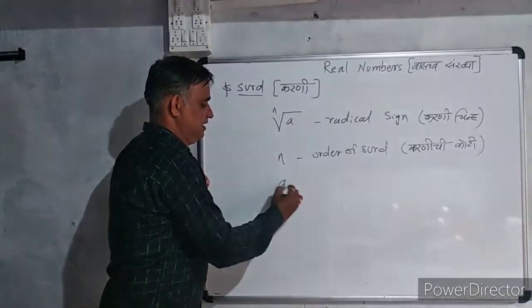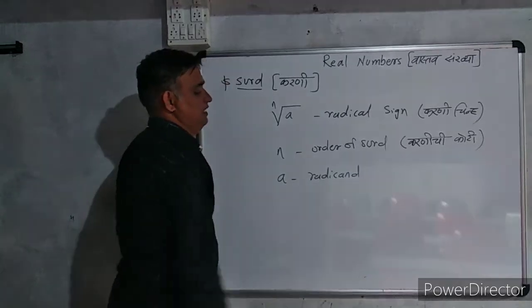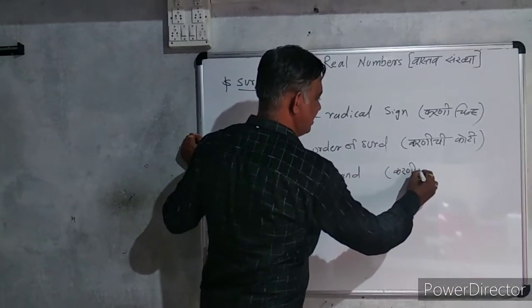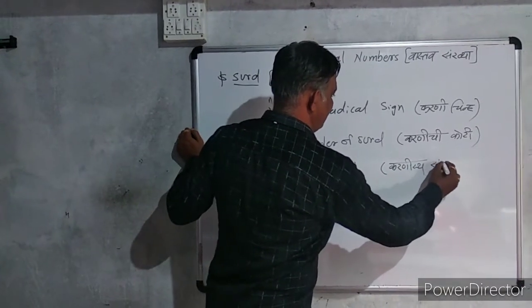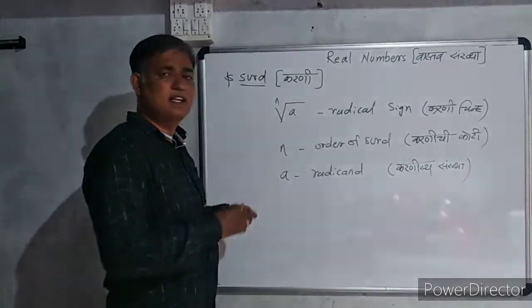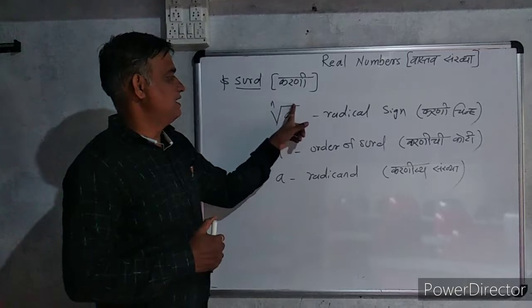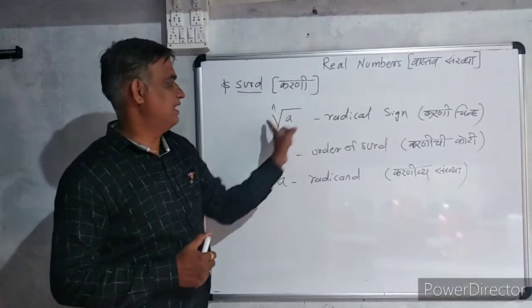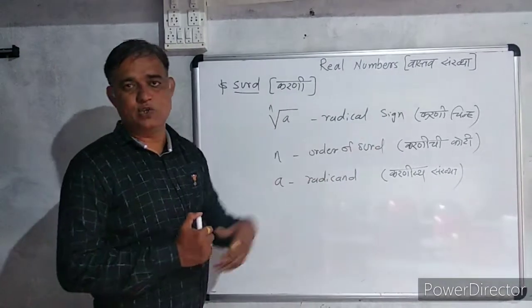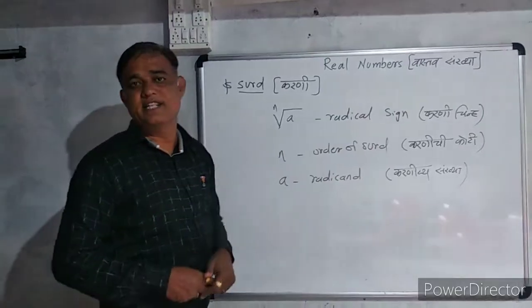And a is called radicand. मराठीमध्ये radicand म्हणजे काय? करणिस्थ संख्या. This is all about a surd. This sign is radical sign. मराठीत या चिन्हाला करणी चिन्ह म्हणतात. n is the order of surd. त्याला करणीची कोटी म्हणतात. A is a radicand म्हणजे करणिस्थ संख्या.